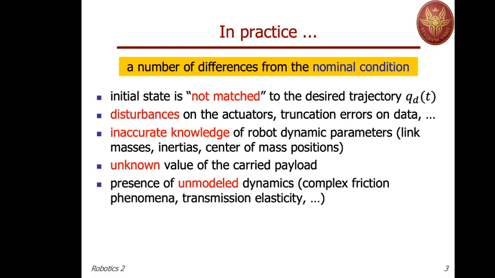Most of all, you may have some inaccuracy in the knowledge of the robot dynamic parameters, in particular because you have a payload which is not exactly known. So all these things will drive the system away from the desired trajectory if you don't take some recovery action. In addition, there could be some dynamics that you have neglected in the modeling phase, so you're doing inverse dynamics based on a fully rigid robot model, whereas some flexibility effect may be present, for instance in the transmission elasticity, or the friction term that you have modeled does not capture the whole complexity of dissipative dynamics and friction phenomena. So pure inverse dynamics will not work.